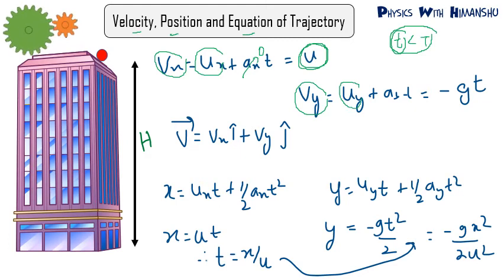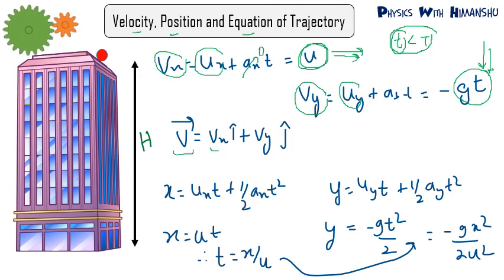Velocity in y direction will be u_y plus a_y t. So u_y is 0 and a_y is minus g. So velocity in y direction will be minus gt. Minus means the ball is coming downwards and positive means the ball is going in that direction. So net velocity will be v_x i cap plus v_y j cap. If I put in the values, it will be u i cap minus gt j cap.